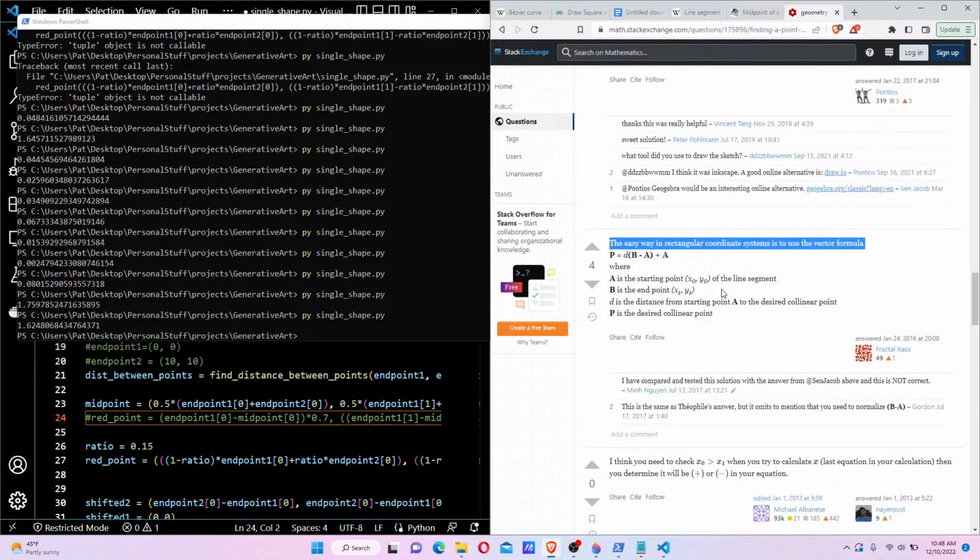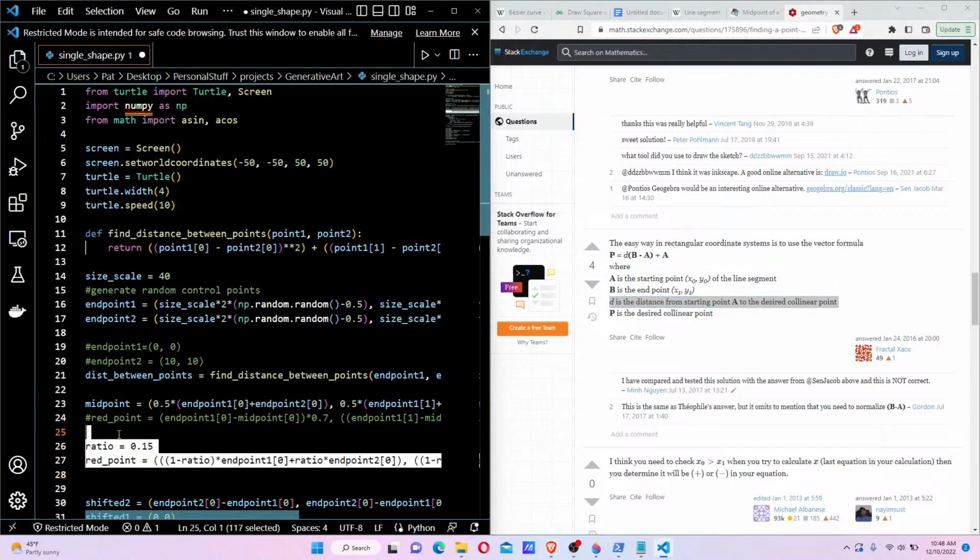B equals D times B minus A. B is the end point. A is the starting point. B is the end point. Okay, so we'll try it a different way.